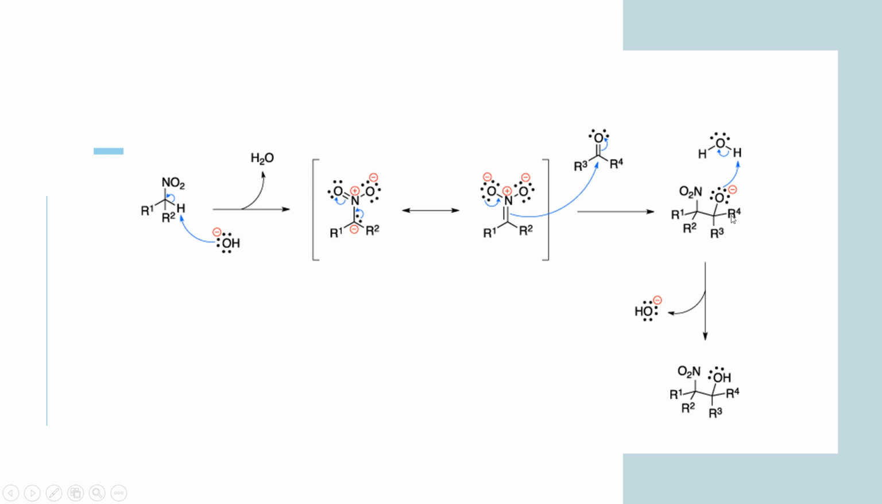And if you had any leaving group here, we would have obtained nitroketone. And for that you will have to use anhydrous condition. No proton source should be used in the reaction. But here, since we have proton source and also we do not have any leaving group, we will get this nitro alcohol as the final product.